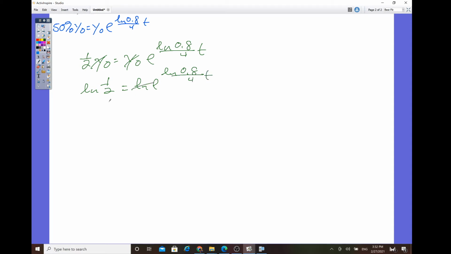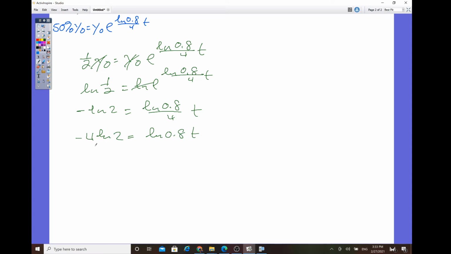So this one got cancelled. Natural log of 1/2 is written as natural log of 1 minus natural log of 2. So natural log of 1 is 0, so 0 minus natural log of 2, negative natural log of 2. So that equals natural log of 0.8 over 4 times t. And then solve for t. So this one multiplied by 4, so negative 4 natural log of 2 equals natural log of 0.8 times t.